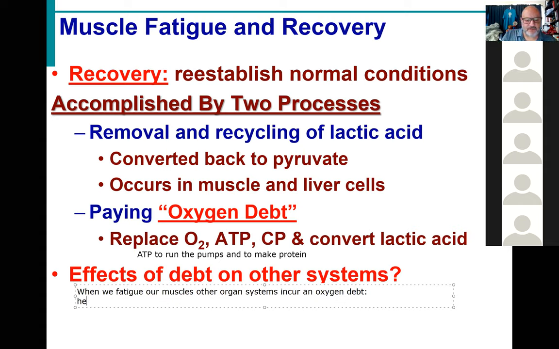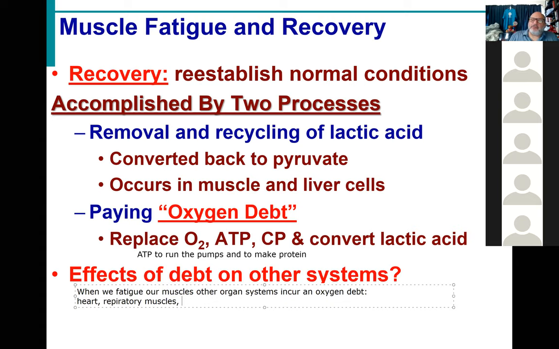Excellent. Our heart, because it's beating faster, it's going to incur an oxygen debt. Our lungs, or at least the muscles of our lungs, those respiratory muscles that we talked about. Let's do it that way. I like that better. Respiratory muscles. I like the diaphragm, the internal and external intercostal, sternocleidomastoid, all of those. Excellent. What else?